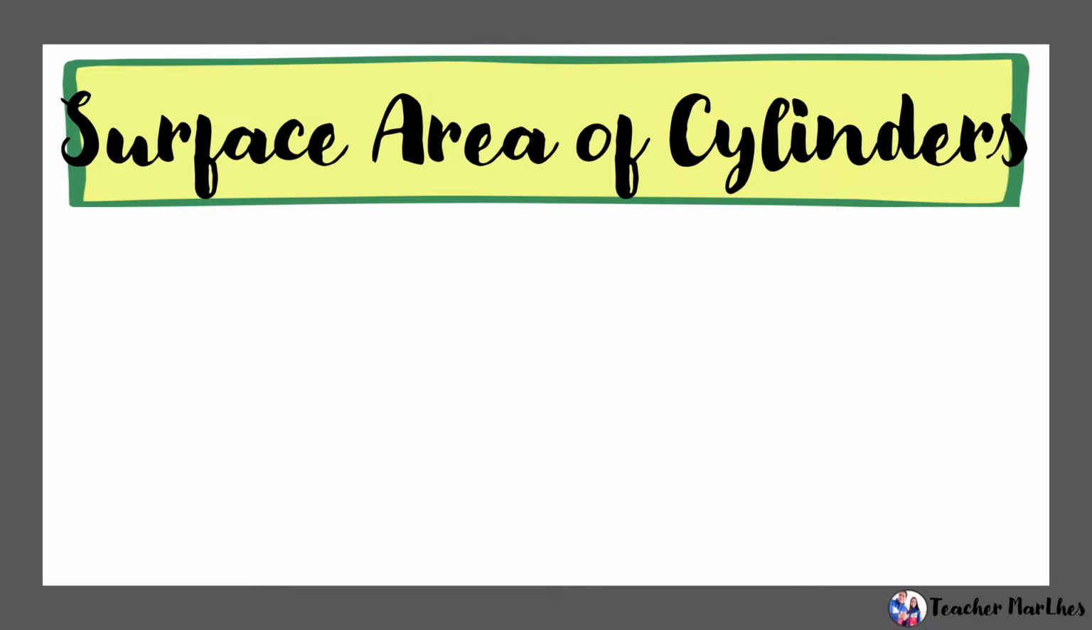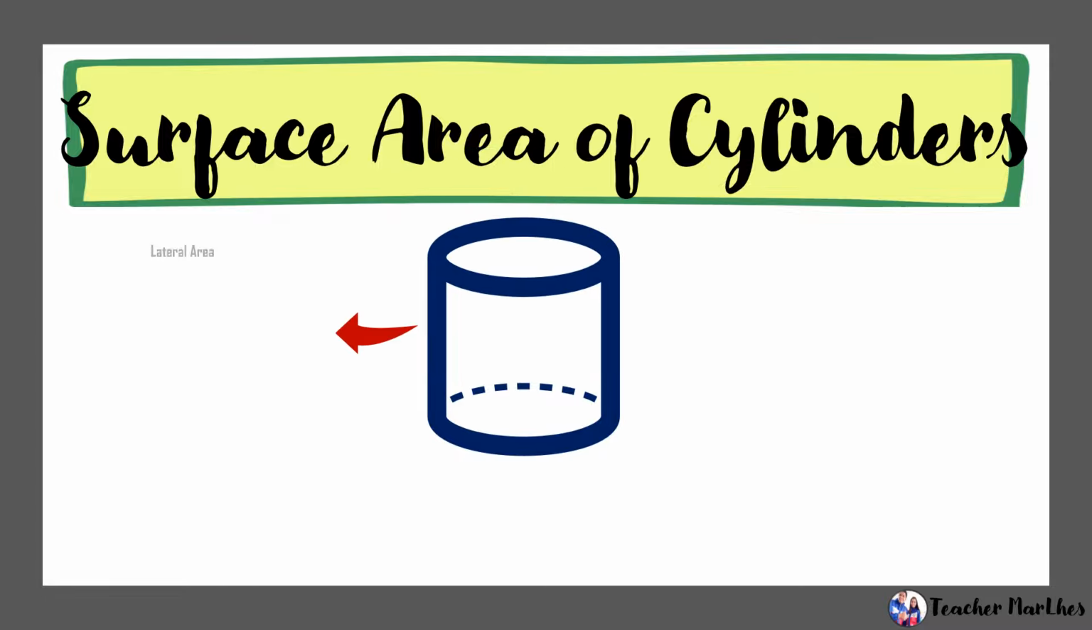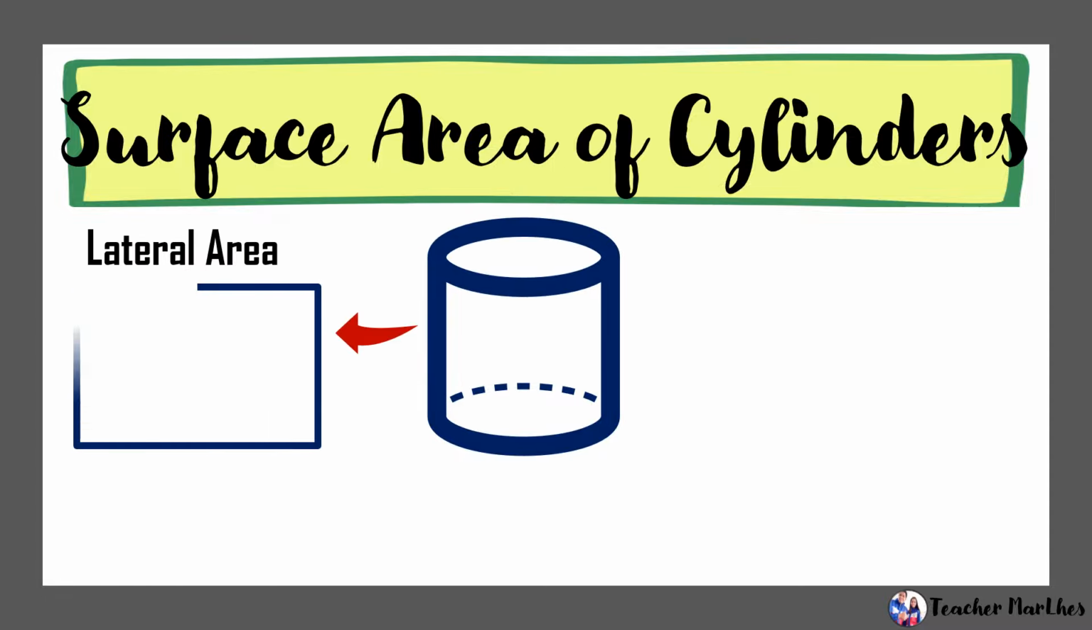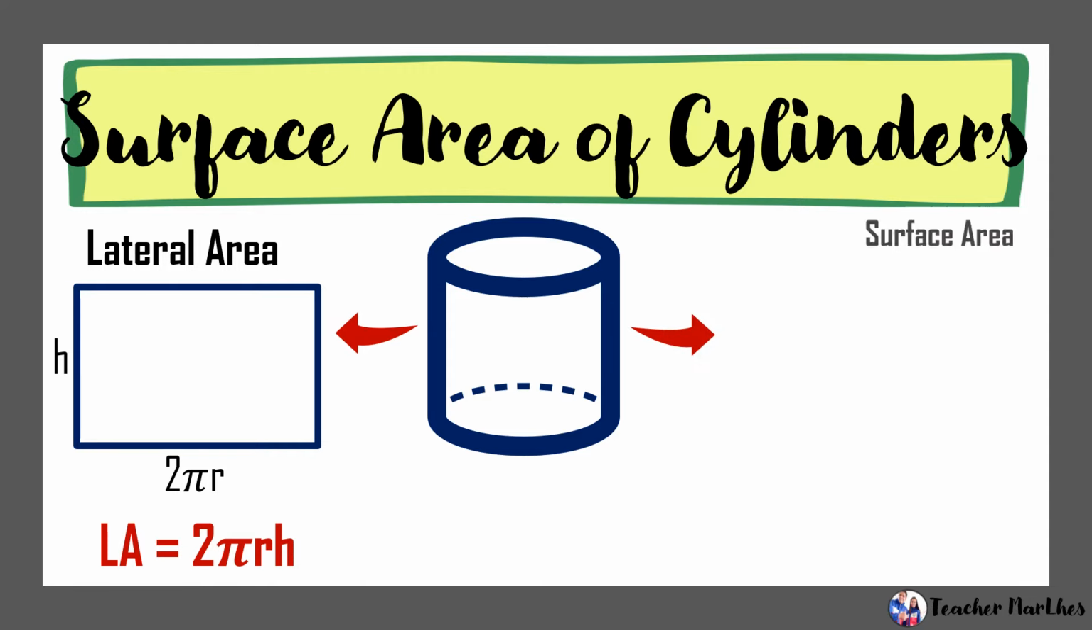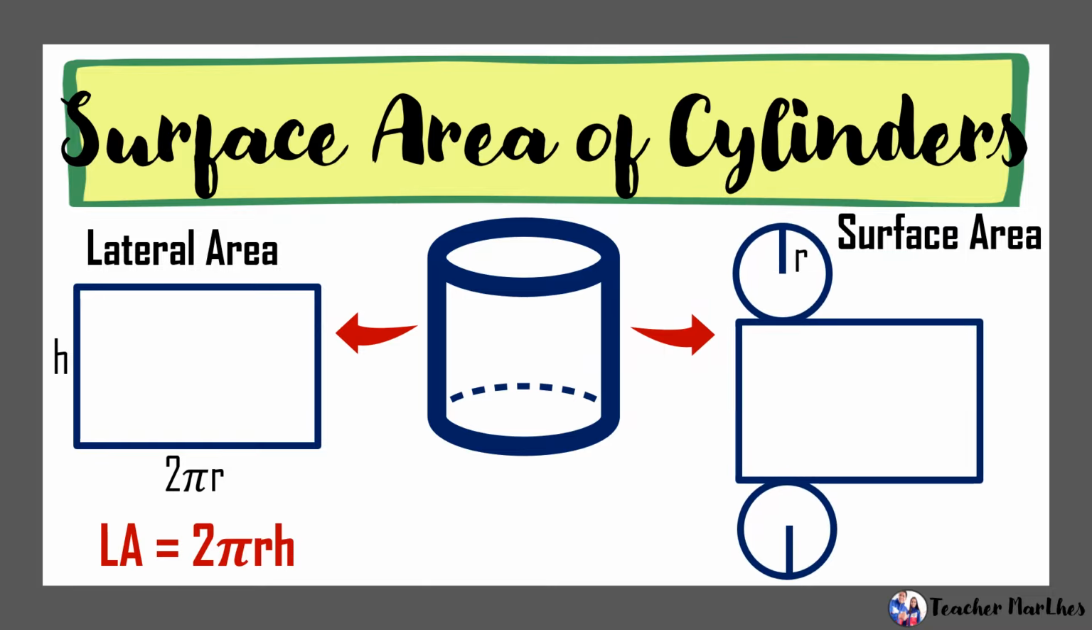For a cylinder, lateral area is the product of the circumference and its height. So, the formula for the lateral area of a cylinder is 2 times pi, which is 3.14, times radius times height. And para naman sa surface area, so this is the radius.